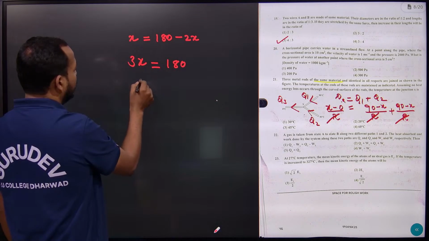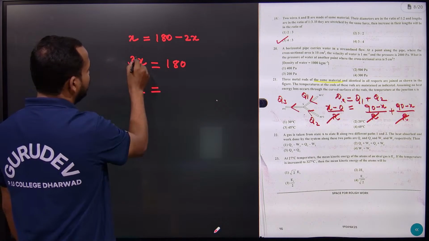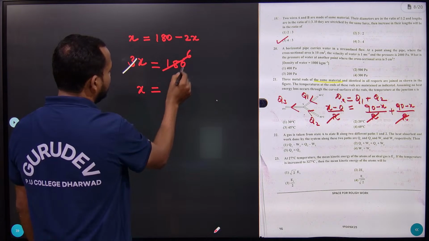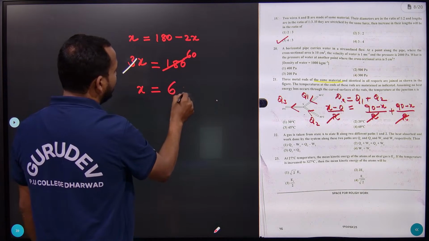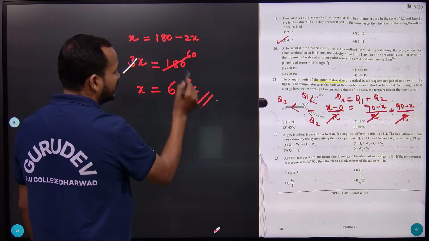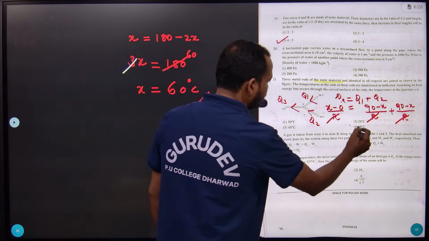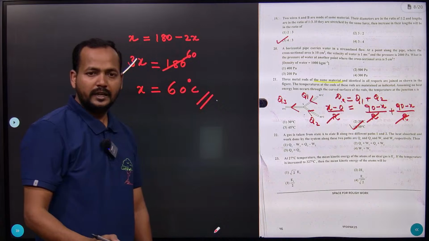So x is equal to 3 sixes are 18, so it will be 60. So 60 degree Celsius is your answer. The answer is 60 degree Celsius. Okay, we'll move to the next question.